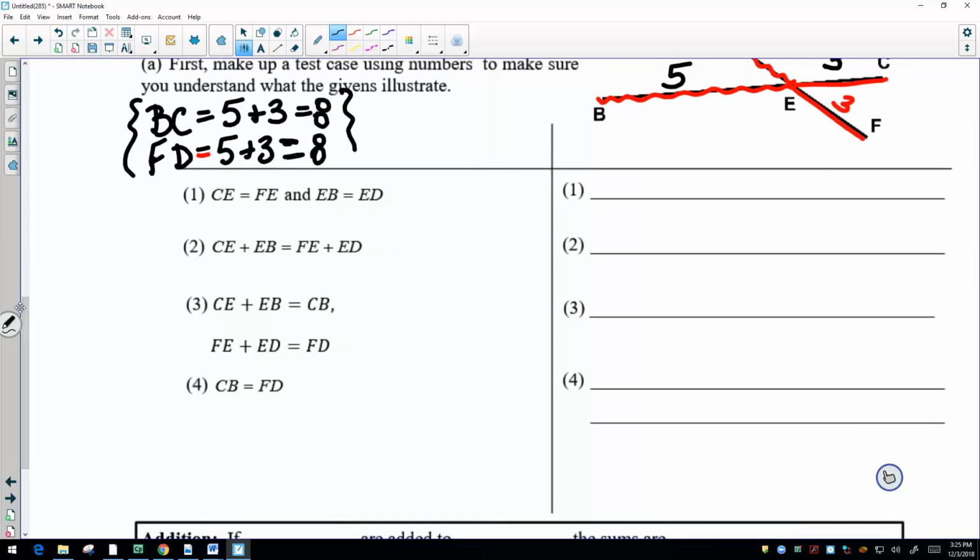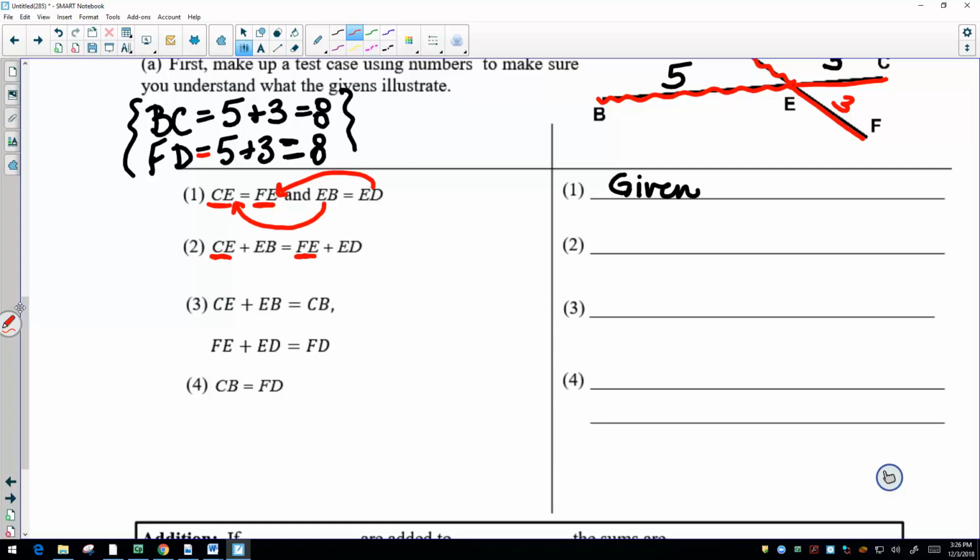Okay, so how do we do the proof? Well, the proof. Step number 1, that's always our given information. Okay, step number 2. Number 2 might be a little hard to see. Number 2, I am taking the segment here, CE, notice it stays. I'm taking segment FE, notice it's over here. So I've added EB onto CE. I have added ED onto FE.